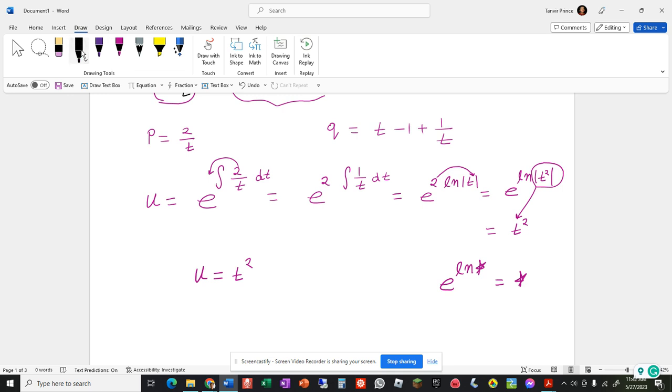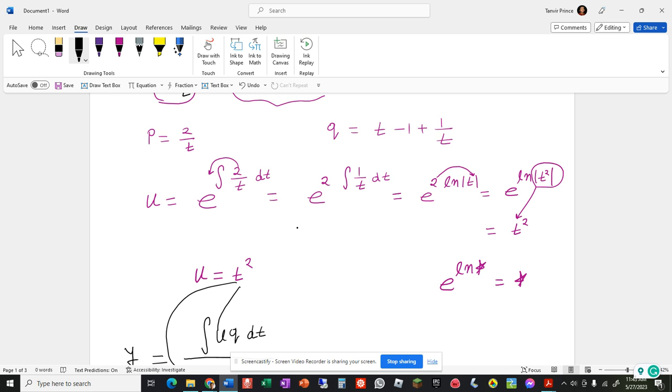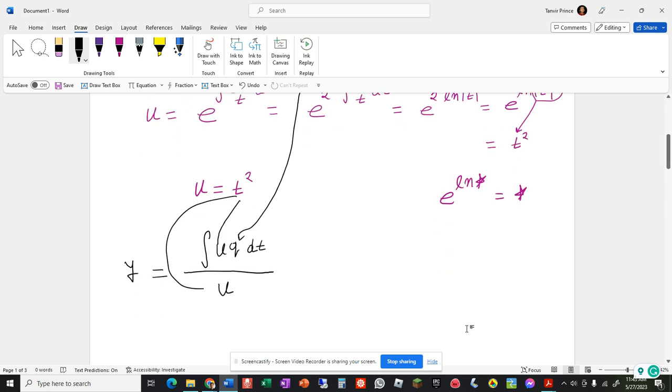Now let's find the y. So my y is equal to, remember the formula, something over something. On the top is the integral of u times q dt, where t is the variable, divided by u. My u is t square, so t square goes in place of u. How about q? Q is here, right? So that is my q, so that goes in place of q. Let's do that.